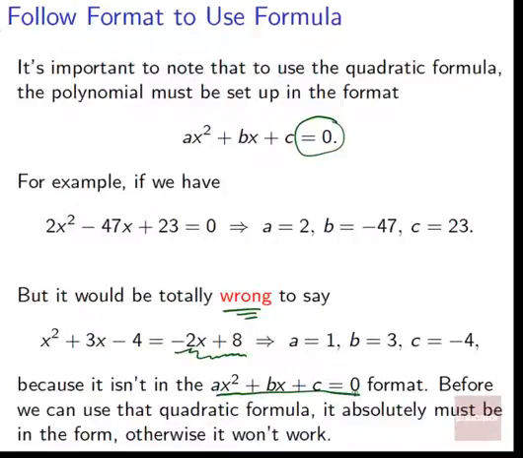That's how we derived completing the square. That's how we derived the quadratic formula. If it's not in this format, it breaks down entirely. We can't use the quadratic formula. So we have to put it into this format before we can use the quadratic formula. Absolutely has to be in the form, otherwise it just doesn't work.